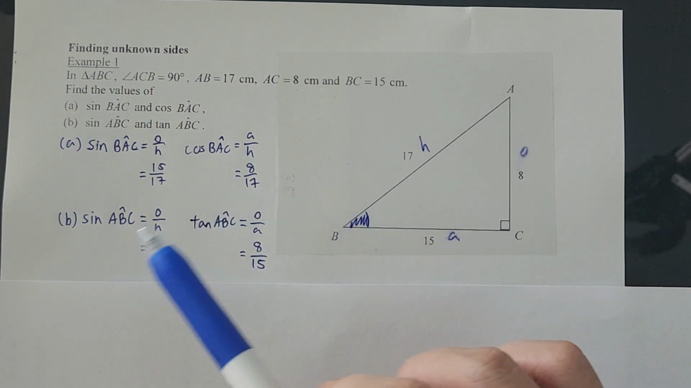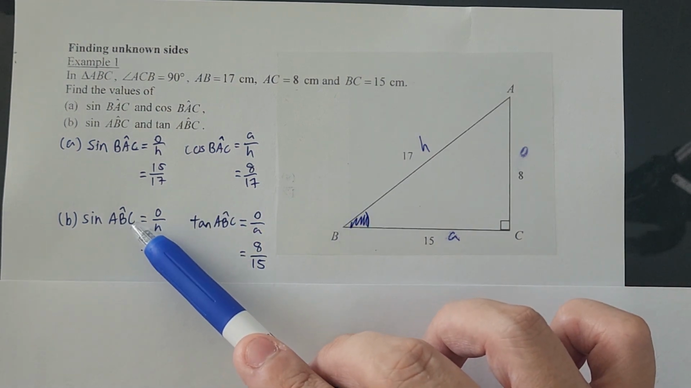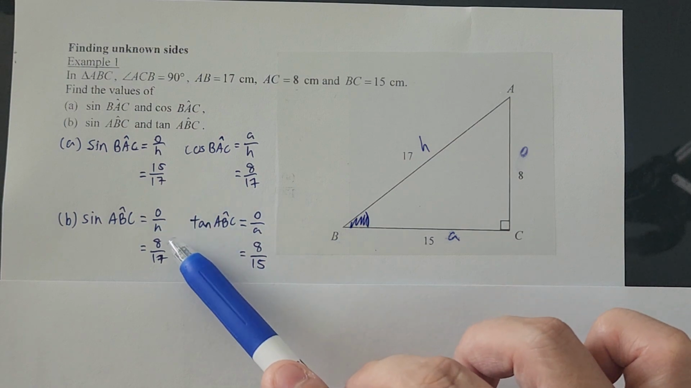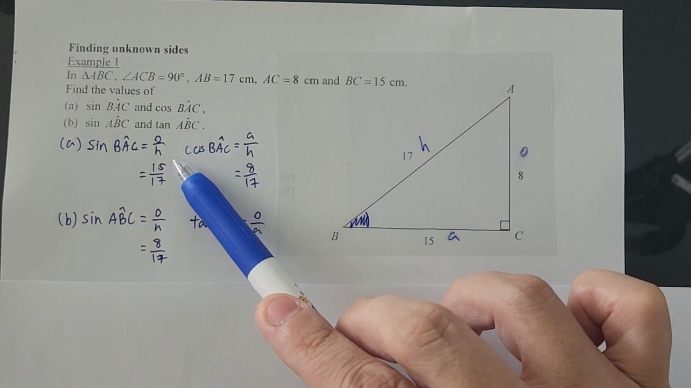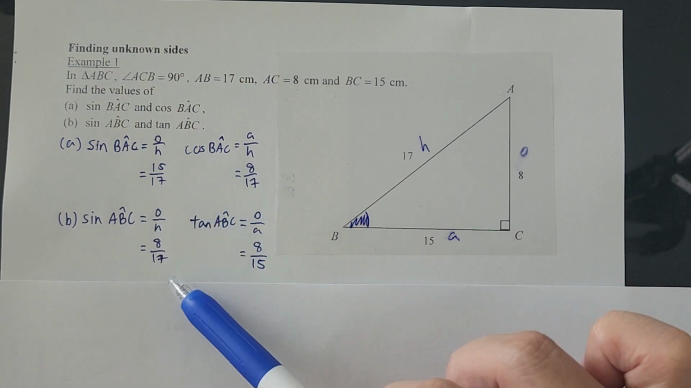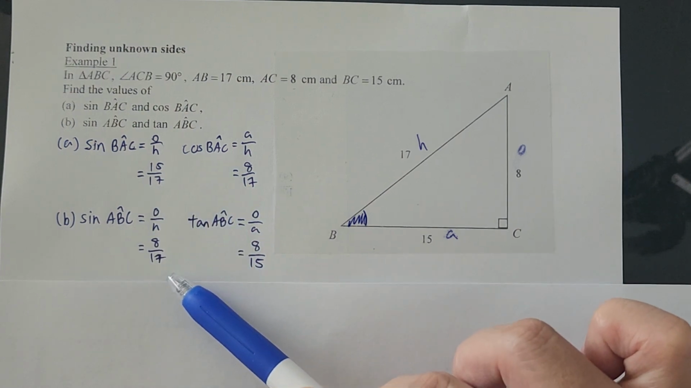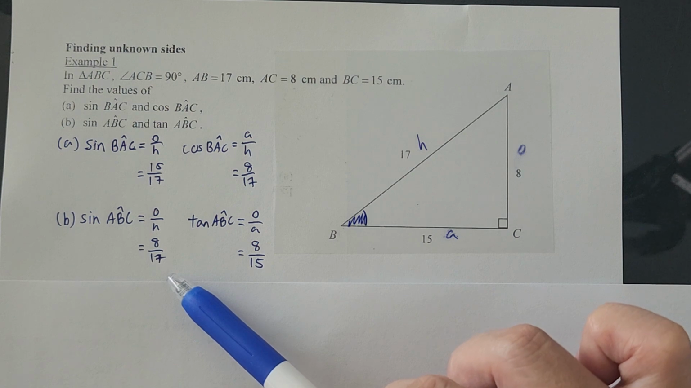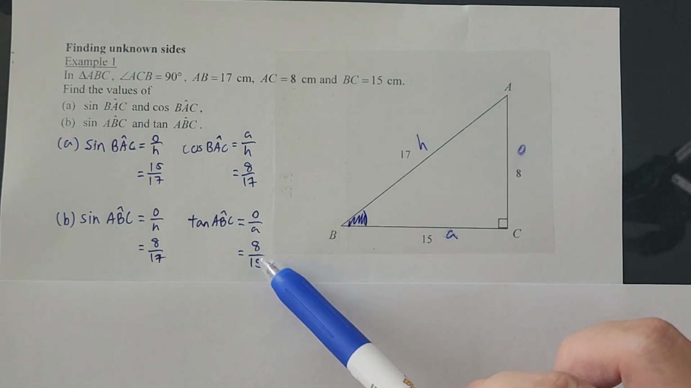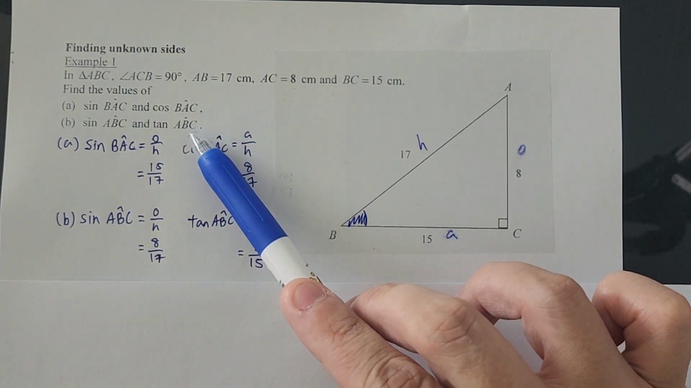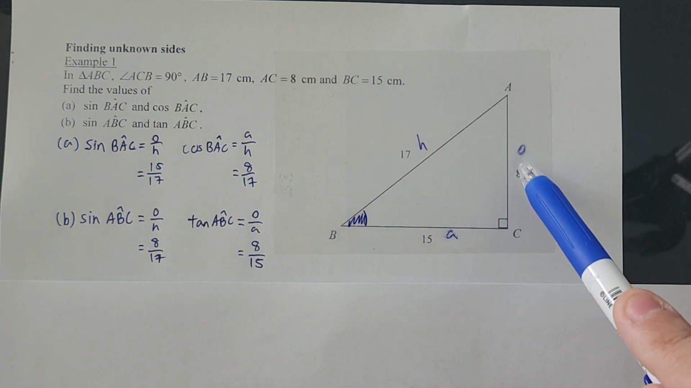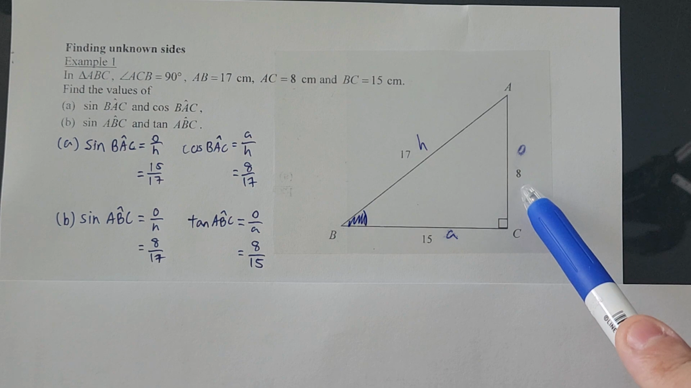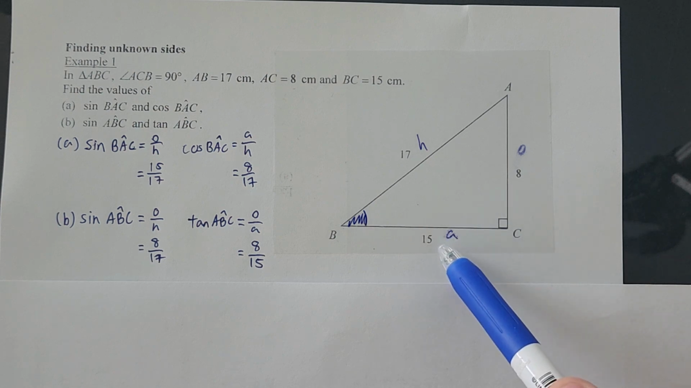Then sine angle ABC is opposite over hypotenuse, so it's 8 over 17. See, it's different from sine angle BAC. The values are different because the opposite and adjacent are different. Next, tangent ABC. Tangent is opposite over adjacent, so it's 8 over 15.